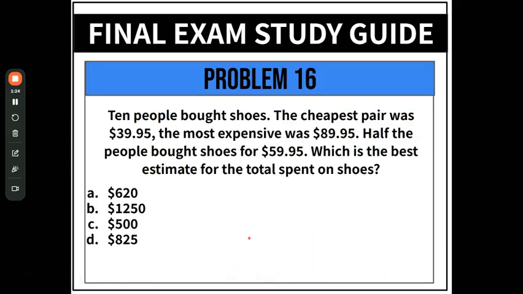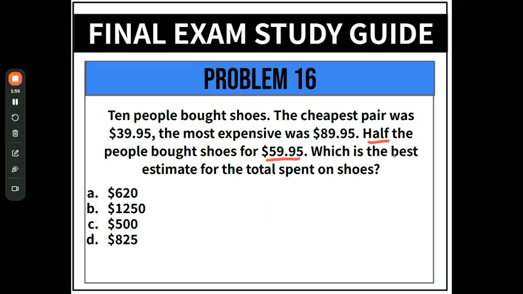Problem 16. 10 people bought shoes. The cheapest pair was $39.95 and the most expensive was $89.95. Half of the people bought shoes for $59.95. Which is the best estimate for the total spent on shoes? Alright, well here let's start with what we know. We know that half of the people bought shoes for $59.95.